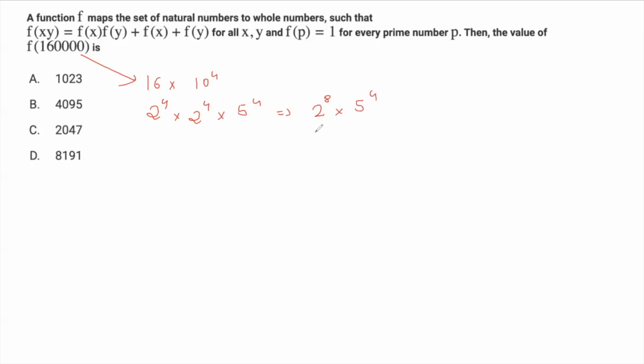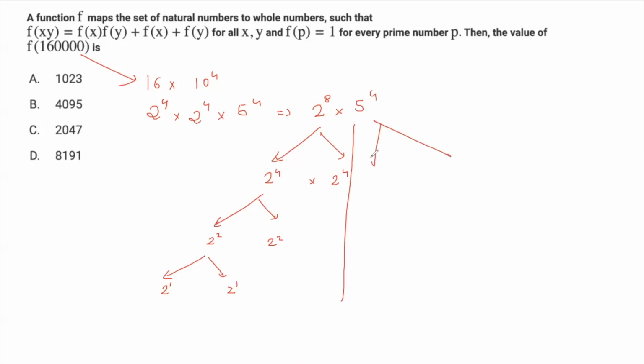So now what we will do is we'll branch it out. We'll write 2^8 simply as 2^4 into 2^4. 2^4 will further branch as 2^2 into 2^2. And 2^2 will further branch as 2^1 and 2^1. And something similar we'll do for 5 also. 5^4 can be broken down to 5^2 into 5^2. And 5^2 can be written as 5 into 5.